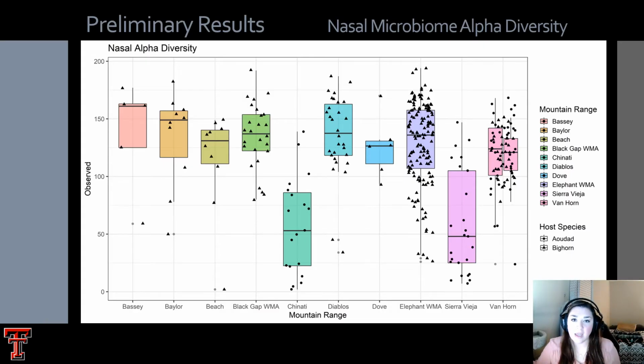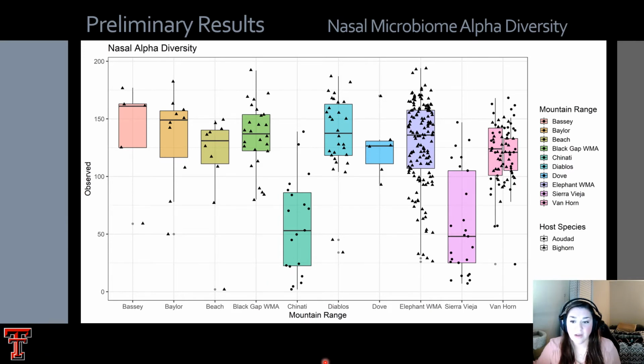So this is a nasal microbiome alpha diversity plot. Down here, I broke it down to our 10 different mountain ranges here on the y-axis, and then our observed number of bacterial species on the x-axis. The biggest thing I want to note here is the Chinatis and the Sierra Viejas. So you'll notice that these are much lower in observed number of species, and this could just be due to how the samples were taken.